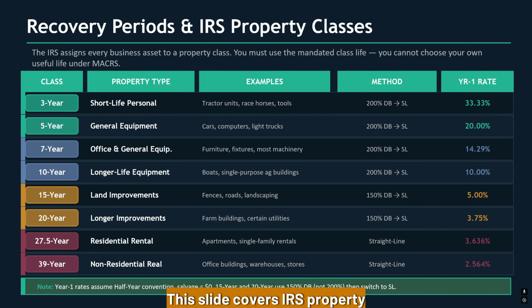This slide covers IRS property classes. The recovery period determines how long you depreciate each asset. I want to emphasize again, you do not get to choose. The IRS has assigned every business asset to one of these classes and you must use the mandated period.